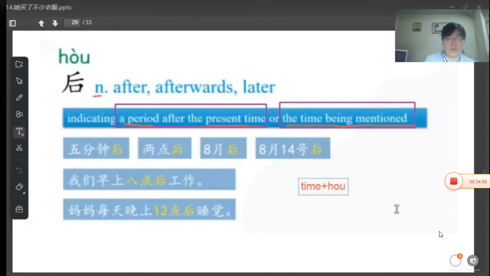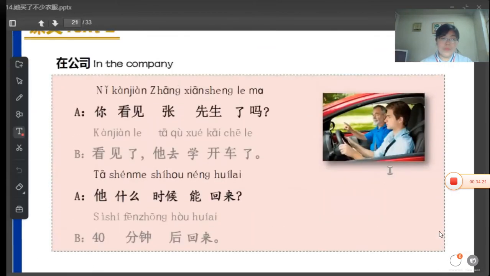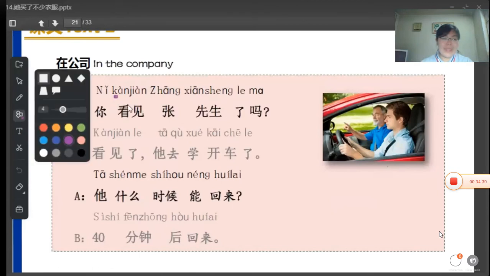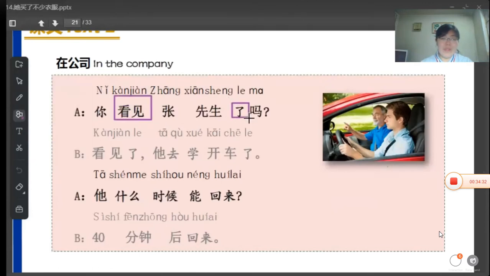Let's see the text too. 你看见张先生了吗？看见了。"了" gives us a positive form. Yes, 看见了。他去学开车了。We use 了 at the end of the sentence to show us the verb, the action 学开车, has already occurred.